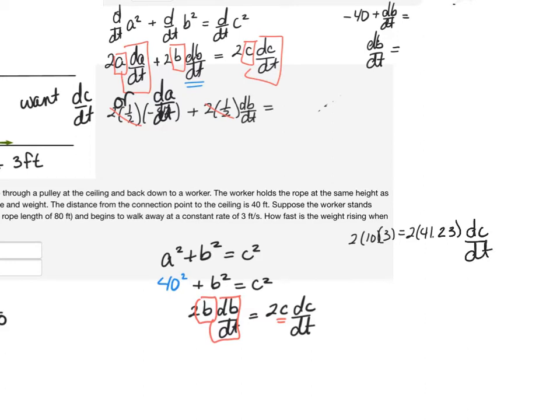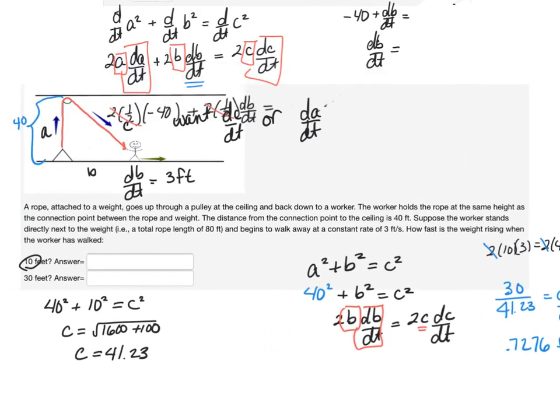The 2 is going to be the same on both sides, so I can cancel that out. So I have 30 divided by 41.23, which is going to be dc/dt. My final answer is 30 divided by 41.23, which gives me 0.7276 feet per second, which is dc/dt. So that's the answer for the first part, so I'm going to put in there 0.7276.